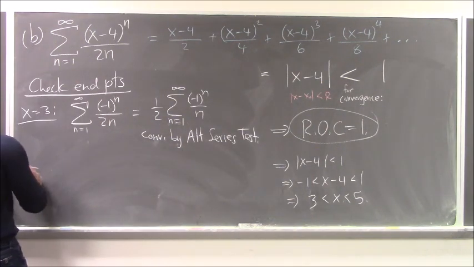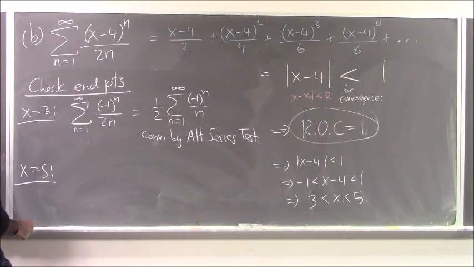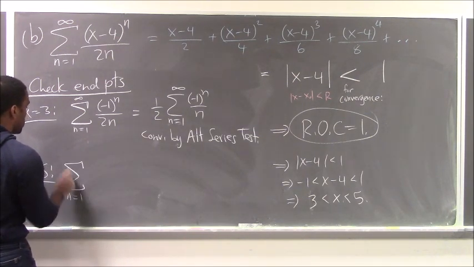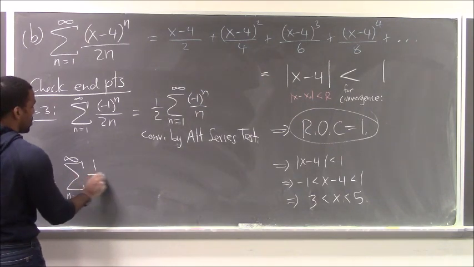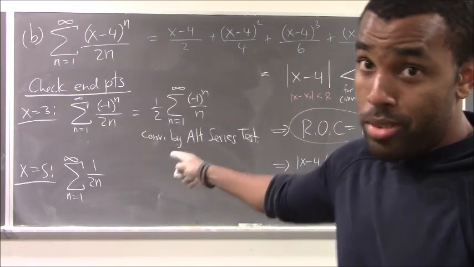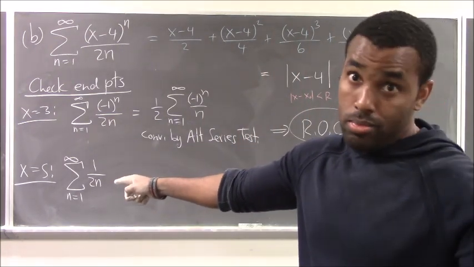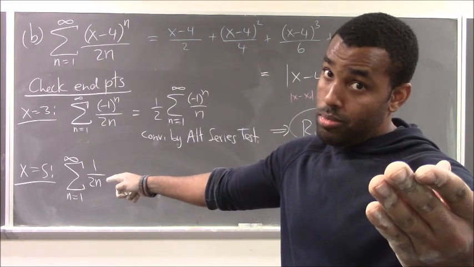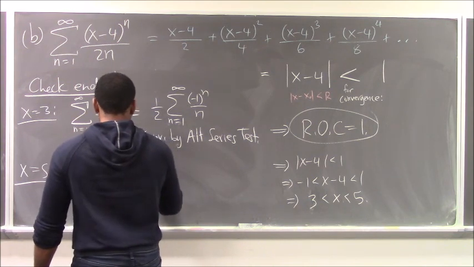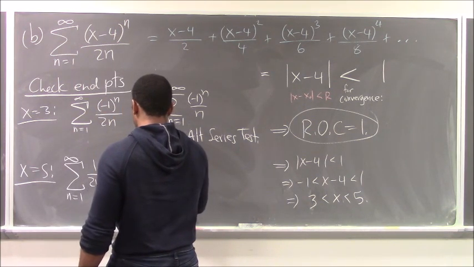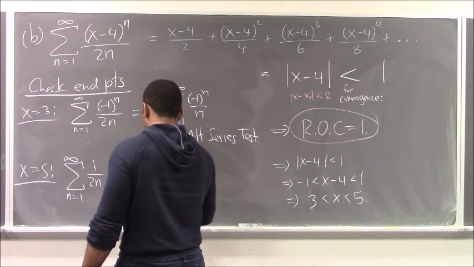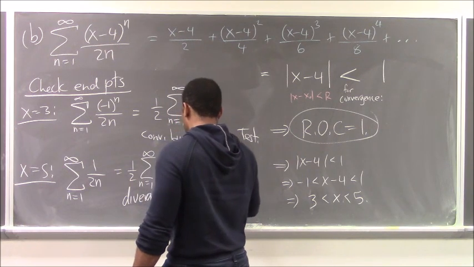If you plug in x equals 5, we would end up with the series n goes from 1 to infinity of 1 over 2 to the n. Now, converges or diverges, this guy? Diverges, that's right, it is harmonic. This is 1/2 times the series of 1 over n. You could say diverges, since harmonic.